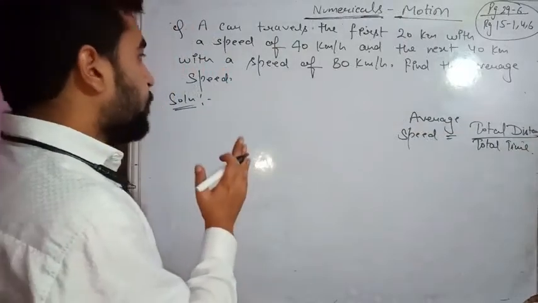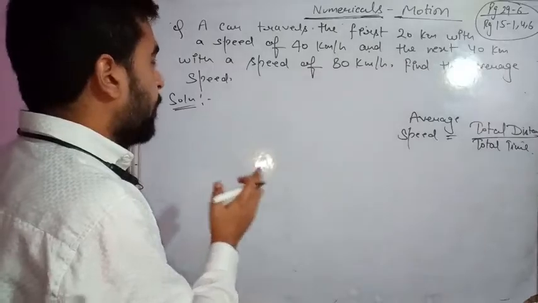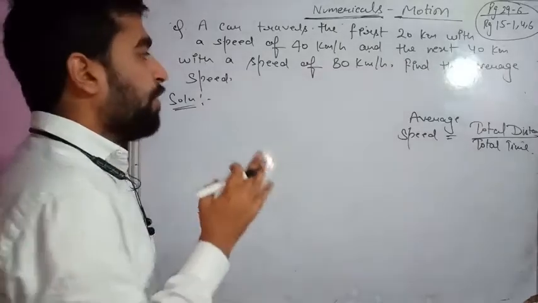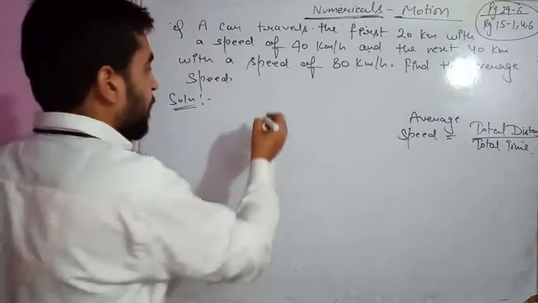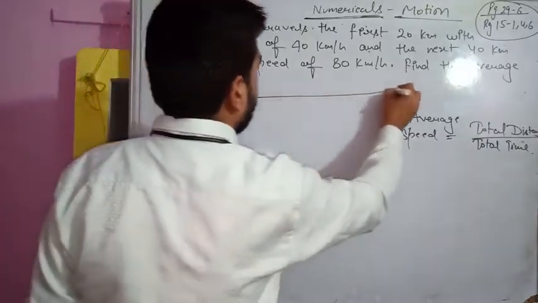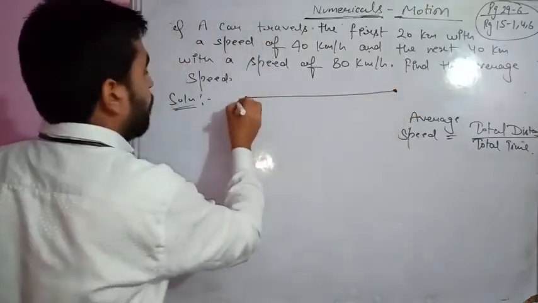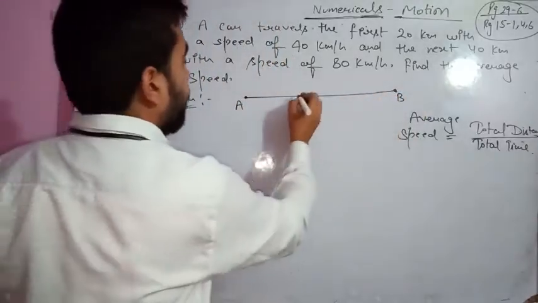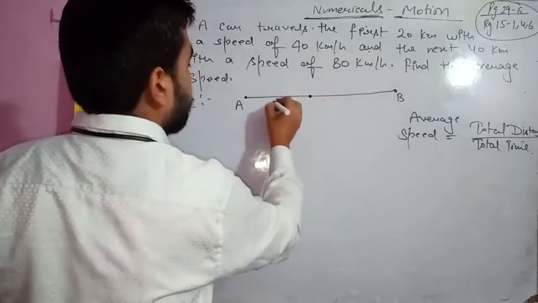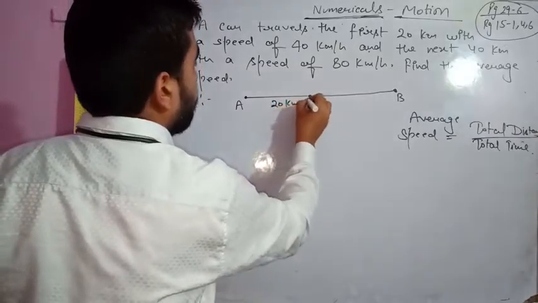The car travels the first 20 km with a speed of 40 and the next 40 km with a speed of 80. We should picturize this. So let us make a diagram to understand this. Suppose there is a point A, there is a point B. So what is happening actually? First 20 kilometers. So this is 20 kilometers.